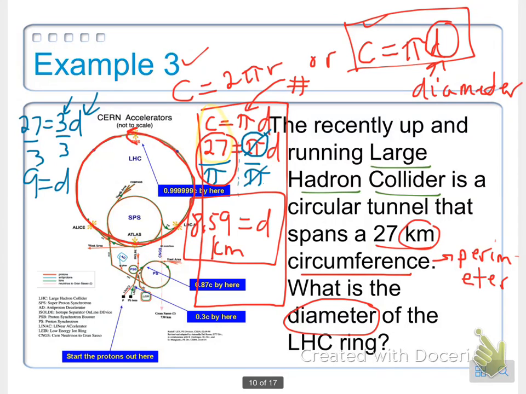In other words, to go across this thing here, to go straight across through the center, is 8.59 kilometers. Okay, that is not a short distance. And that would make a circle that's 27 kilometers around.